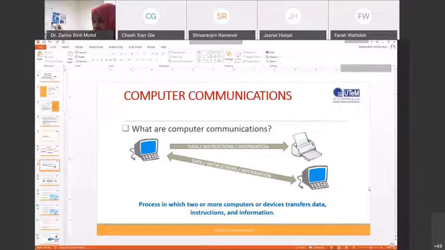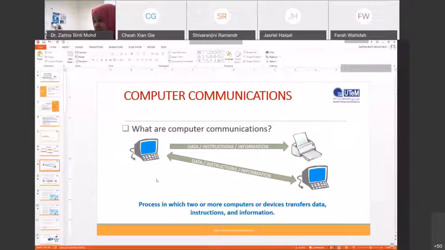So the first part of chapter 4 is computer communication. What are the things that we need to understand in this section? Computer communication. So we need to know what is the meaning of computer communication. So what is computer communication? From the term itself, computer communications is a process in which two or more computers or devices transfers data, instructions, and information. So this is the meaning of computer communication.